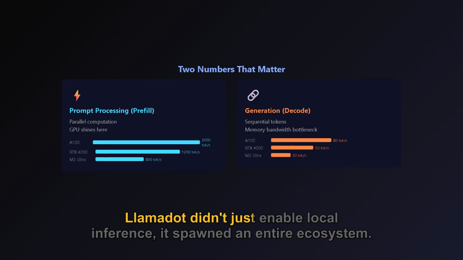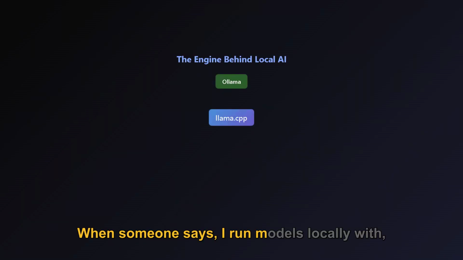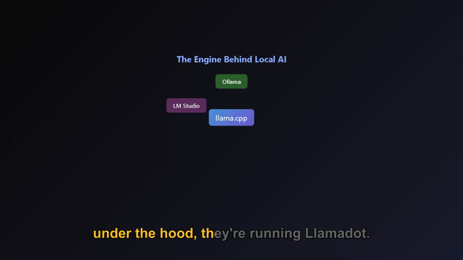Llama.cpp didn't just enable local inference, it spawned an entire ecosystem. LM Studio, GPT4All, and more are all built on top of it. When someone says, "I run models locally with Ollama," under the hood, they're running llama.cpp.